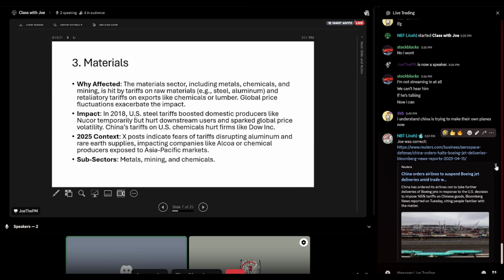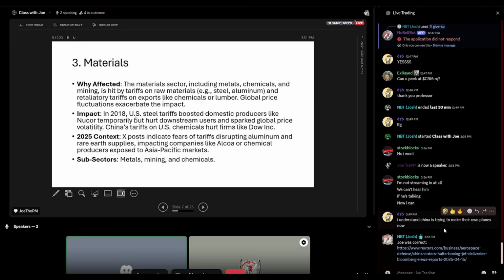Subsectors would be metals, mining, and chemicals. The one that's not really doing anything, surprisingly, is gold, and that's because of the price of gold. The gold miners have done well, but if you look at the other miners like Alcoa, et cetera, they've done very poorly here.